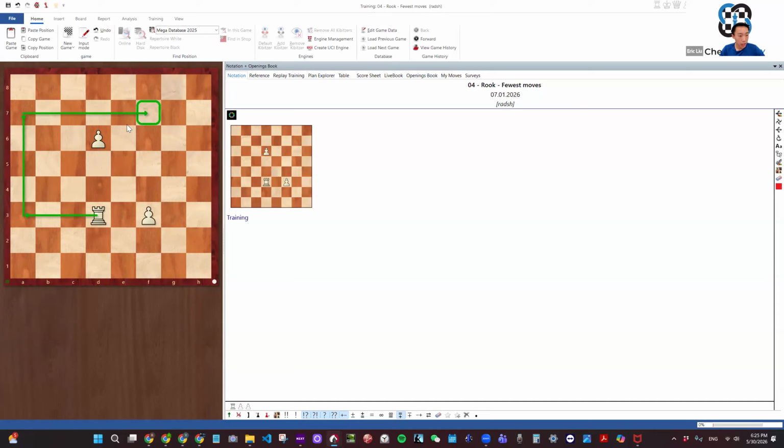Okay? So there's actually, wait, 1, 2, 3, 4, 5, 6 ways. There's 6 ways to move from d3 to f7. A lot of different ways.